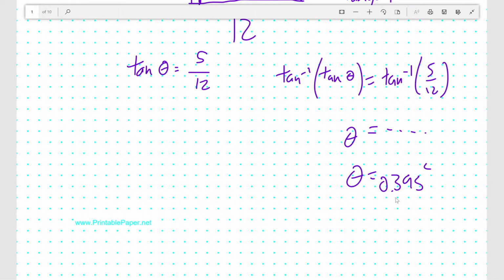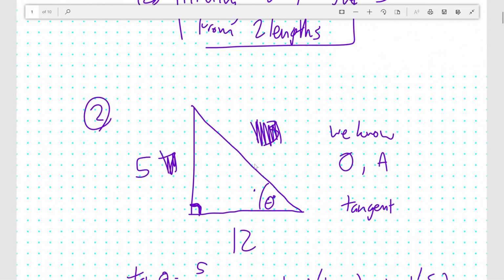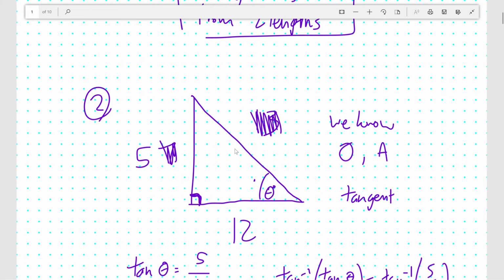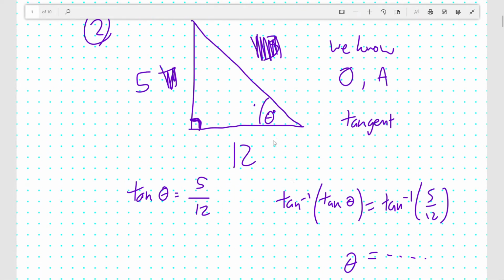I'm just going to work it out here. I'm going to set my calculator into degrees. It's going to give us 22.6 degrees. Alright, so something like that is how you would find this angle from two lengths.